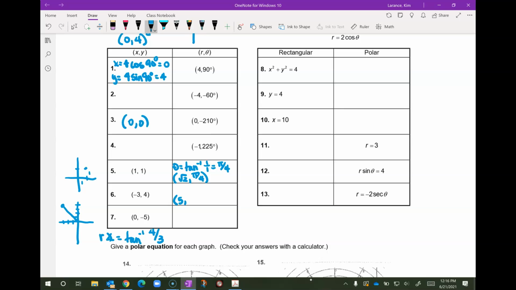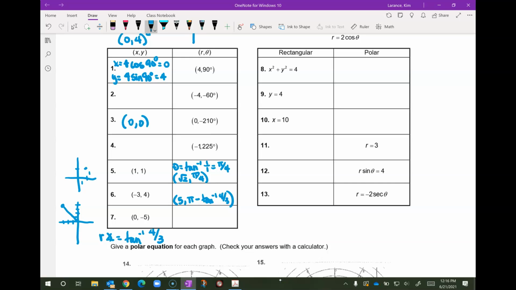So 4 over 3 would give me the first quadrant answer. The second quadrant answer then would be pi minus the inverse tan of 4/3. And if you wanted to leave it like that, I would be fine with that. Again, infinite number of ways to express it.